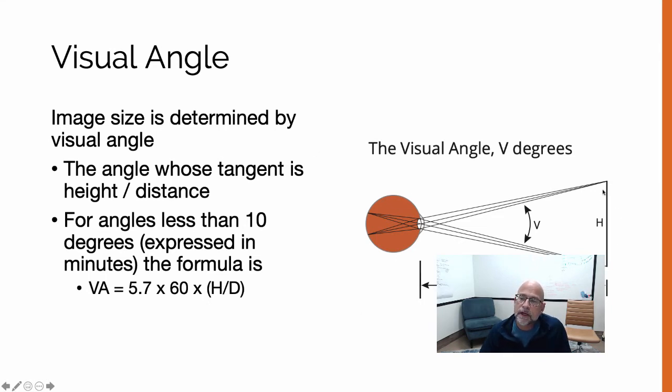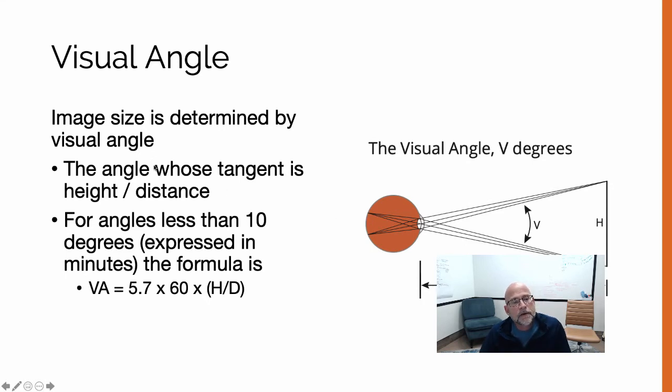You can see over here the height of some object. Let's pretend this is a beach ball and I'm trying to look at it. I want to know basically how big that is on the back of my retina, the size of it. That helps me figure out how well I'm able to see it.